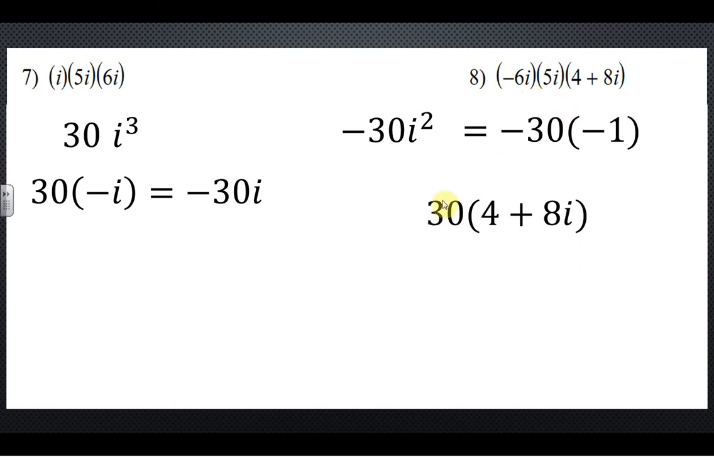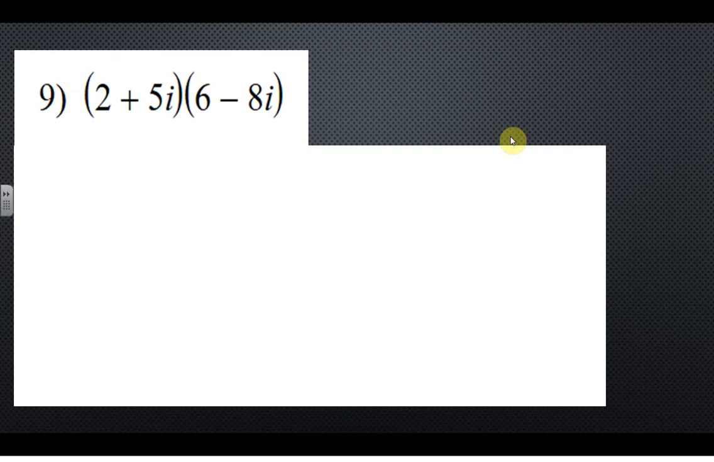And now we're left with 30 times the quantity 4 plus 8i. Well, I want to distribute that. 120 plus 240i. I is already at a power of I because I is I.